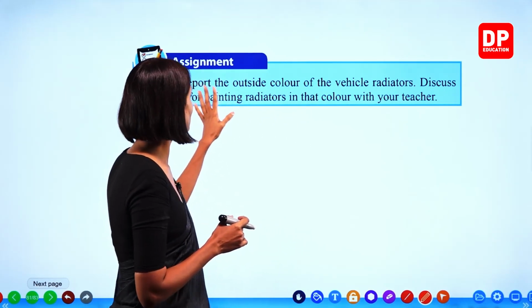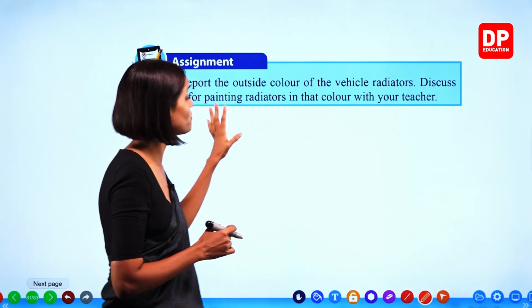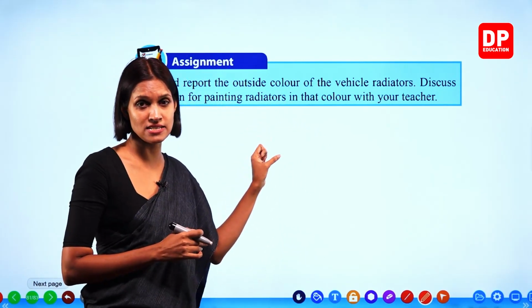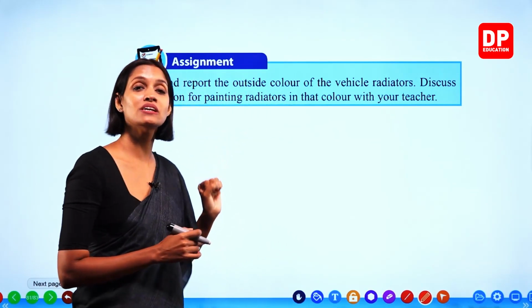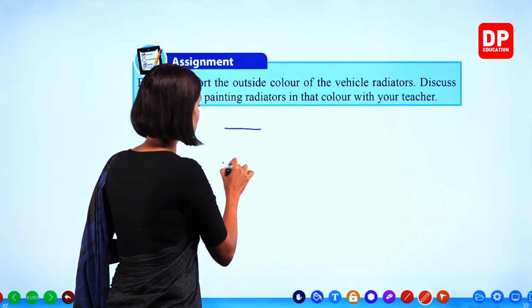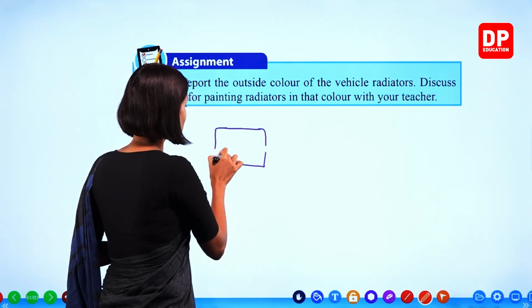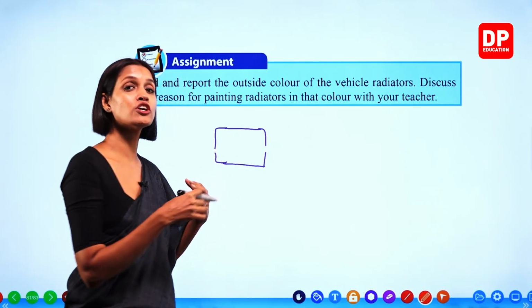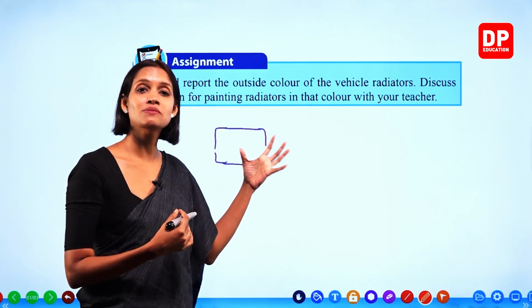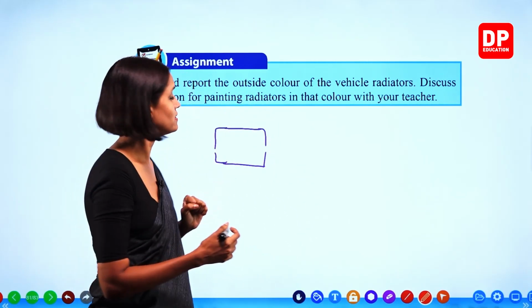Discuss the reason for painting radiators in that color with your teacher. So I will explain very briefly. When you go to the upper grades, you are going to learn these things in detail. So if we consider this is the radiator, radiators have a specific coolant, right? Specific coolant that is important to cool down the engine.